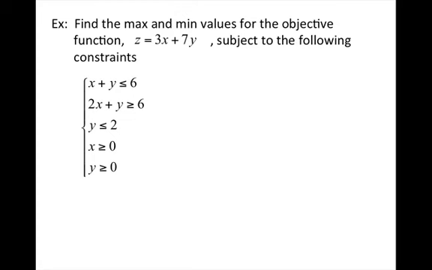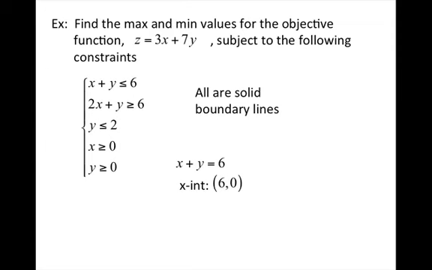So I want to begin by listing my boundary lines and finding the intercepts so I can graph them. And before I do that, I just want to notice that all my boundary lines again are solid. So my first boundary line is x plus y equals 6. For my x-intercept, let y be 0, so you get x equals 6. So I have the x-intercept as the point 6, 0. For the y-intercept, let x be 0. So I end up with y equals 6, so I have the ordered pair 0, 6.